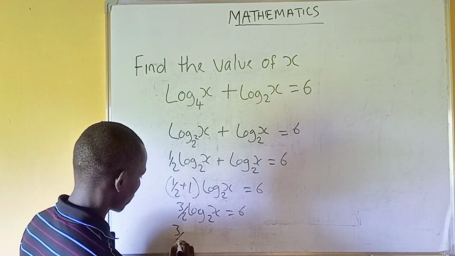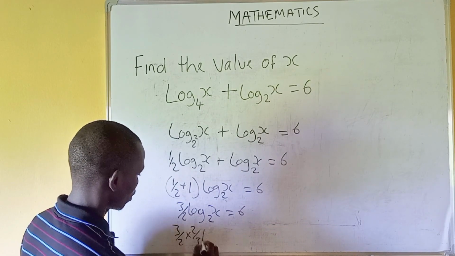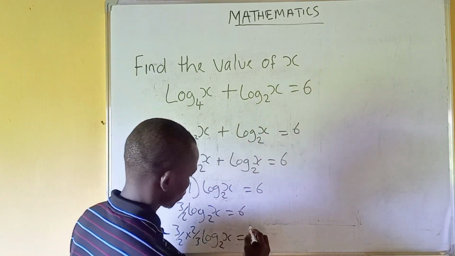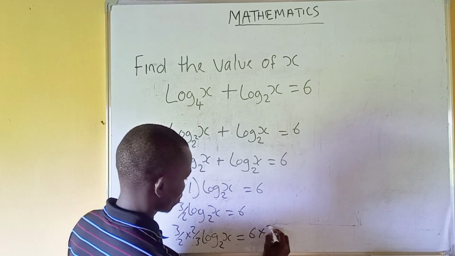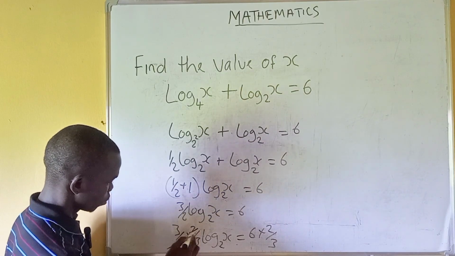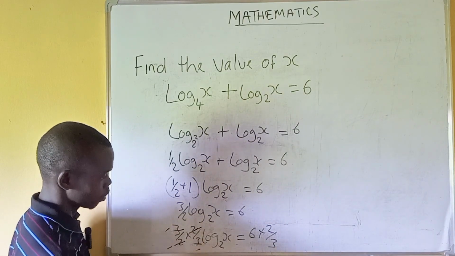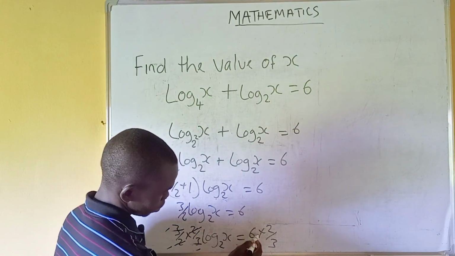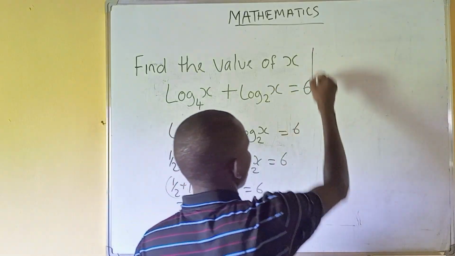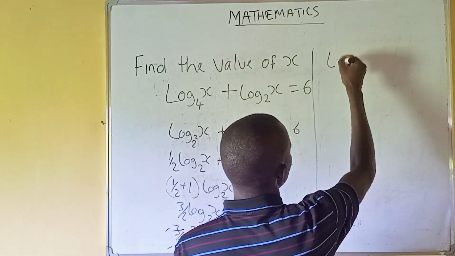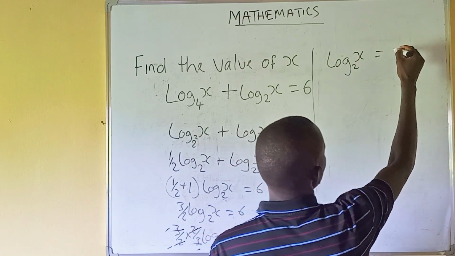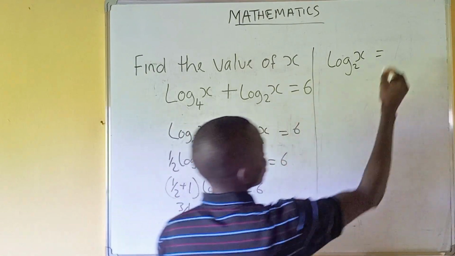It will now be 3 over 2 times 2 over 3 log s with base 2 equals 6 times 2 over 3. So this will now be 2 here we have 1, 2 here we have 1, 3 here 1, 3 here 1. Then 3 here we have 2, 3 here we have 1. This will now be log s with base 2 equals 2 times 2, now 4.